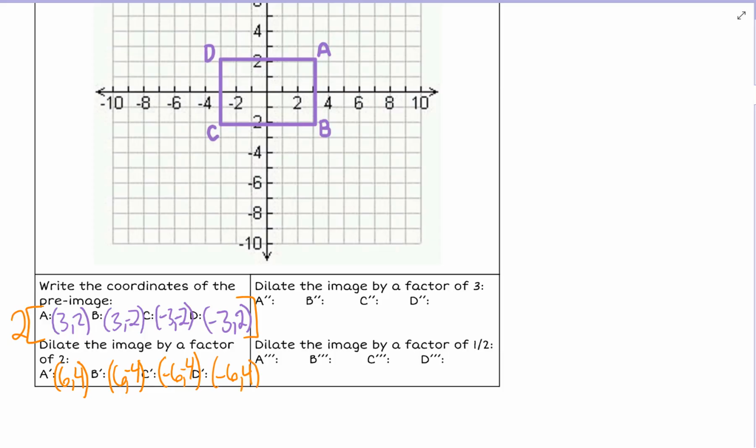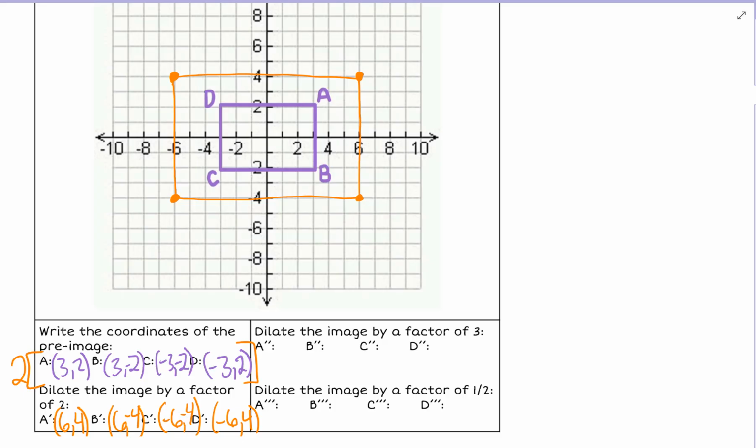Let's plot those. And don't forget to label. This would be A prime, B prime, C prime, and D prime.